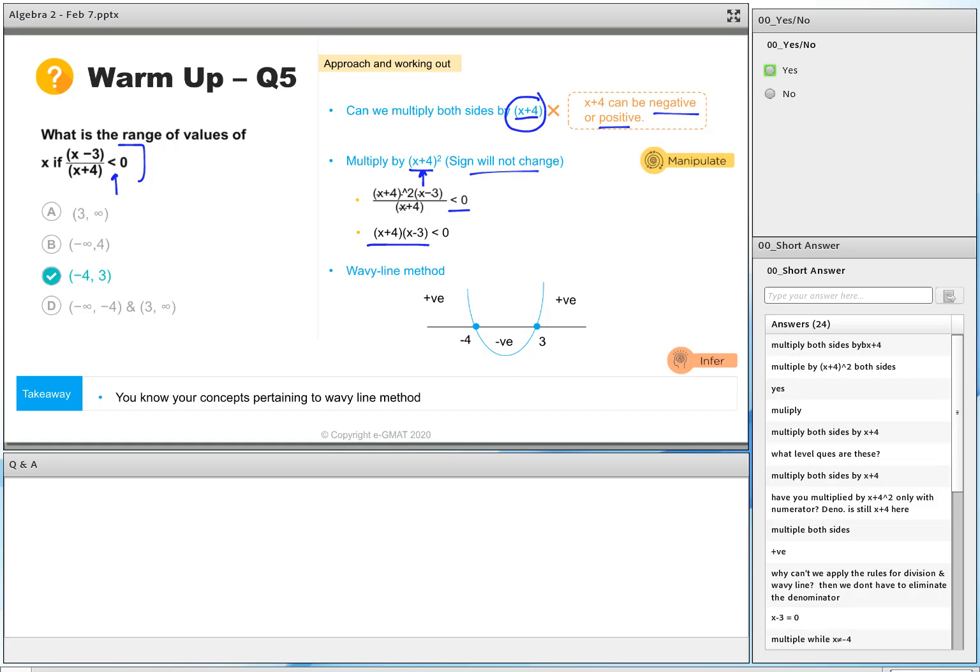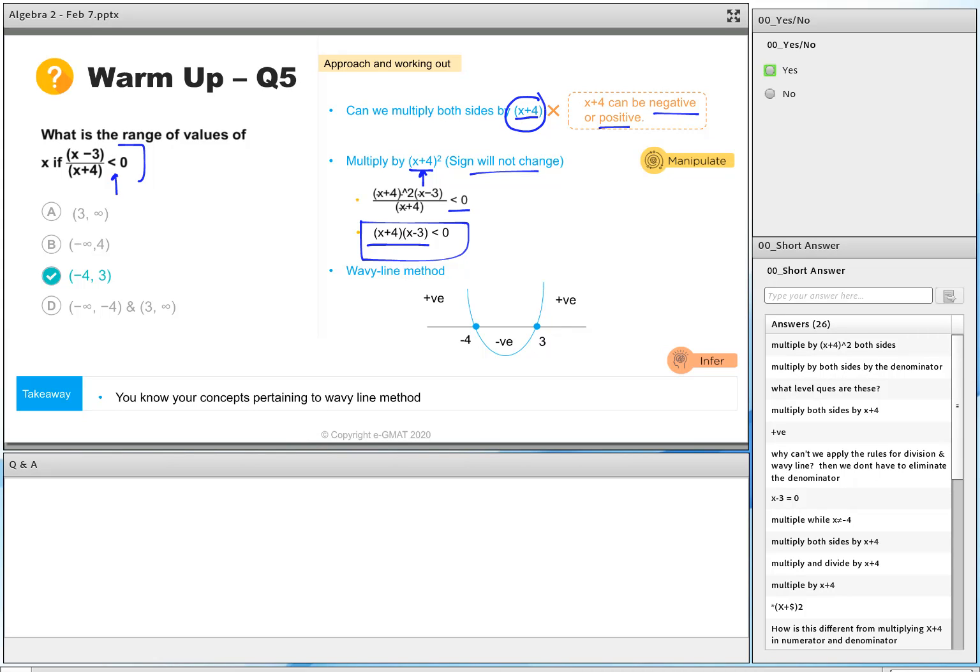All right, so that is the reason why I have used x plus 4 whole square in spite of x plus 4 only. The moment I do that, this is something that we had solved in the previous question. x plus 4 times x minus 3 is less than 0. If it's a negative number, you can approach it in two methods. One is positive, one is negative. Calculate the answer. Or an easy method to solve this question is using the wavy line technique.